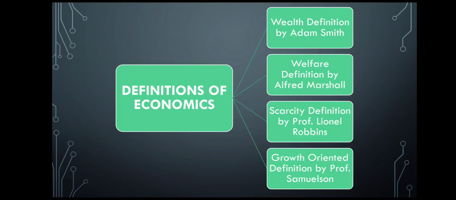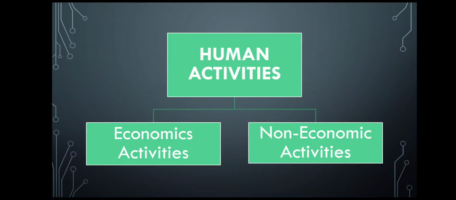So that is it for today. Today we have studied the definitions of economics. The first one was the wealth definition by Mr. Adam Smith. The second one was the welfare definition by Mr. Alfred Marshall. The third was the scarcity definition by Professor Lionel Robbins, and the fourth one was the growth-oriented definition by Professor Anthony Samuelson. After that, we studied human activities. These are of two types, economic activities and non-economic activities. Economic activities can be further subdivided into consumption, production and distribution.